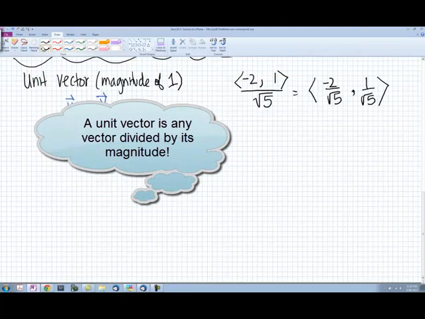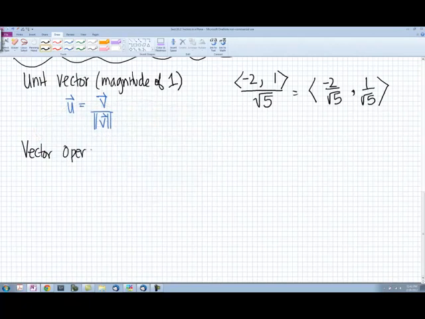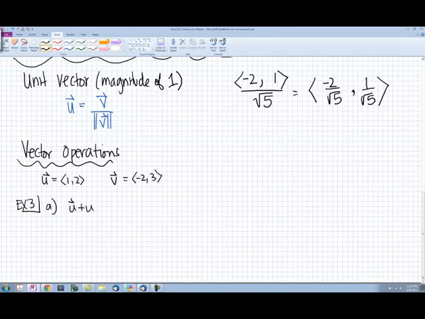Now you also need to be able to perform simple vector operations, such as adding vectors together, subtracting vectors, and also multiplying by a scalar. So let's say we have vector u, which is ⟨1, 2⟩, and vector v, which is ⟨-2, 3⟩. I want us to calculate u plus u, and also express it graphically, and calculate u plus v.